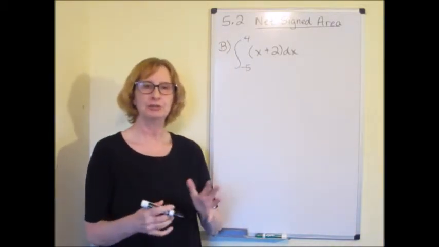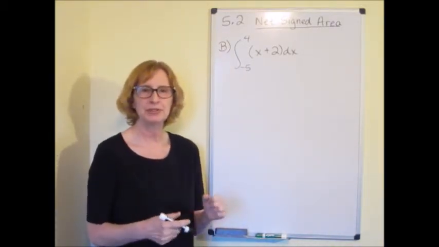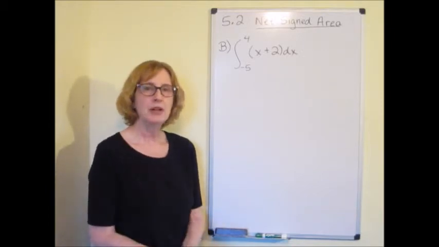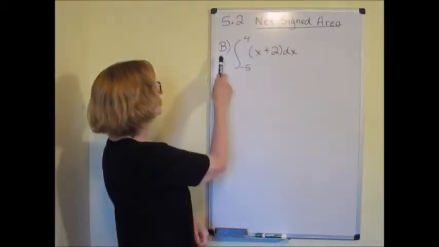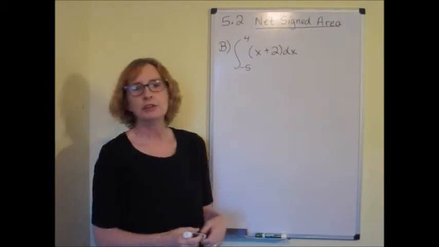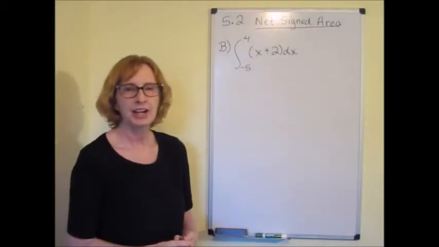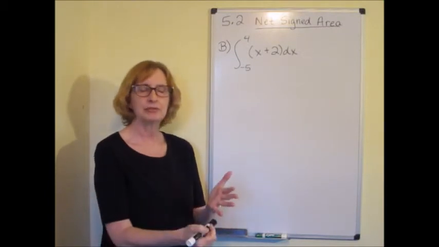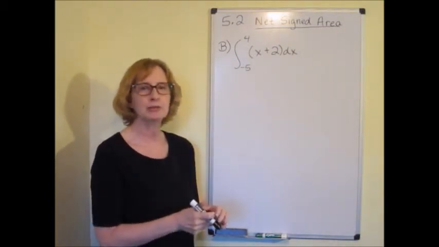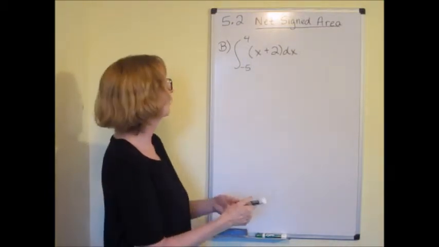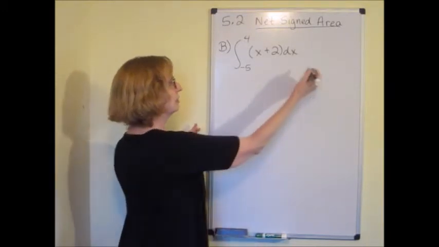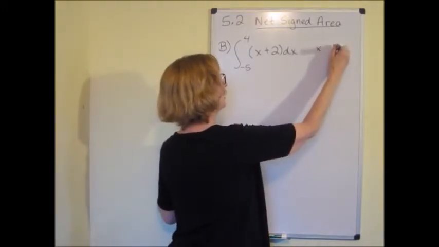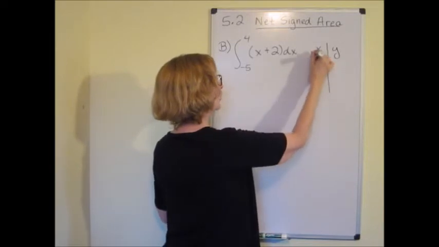I'm going to try and do a few examples from the notes that you have. So the first example is going to be example B under net signed area. Our first thing is we're trying to graph these and see what geometric shapes we've got. So let's see if we can get this one graphed first off. Remember, you can just make a little XY table if you want.